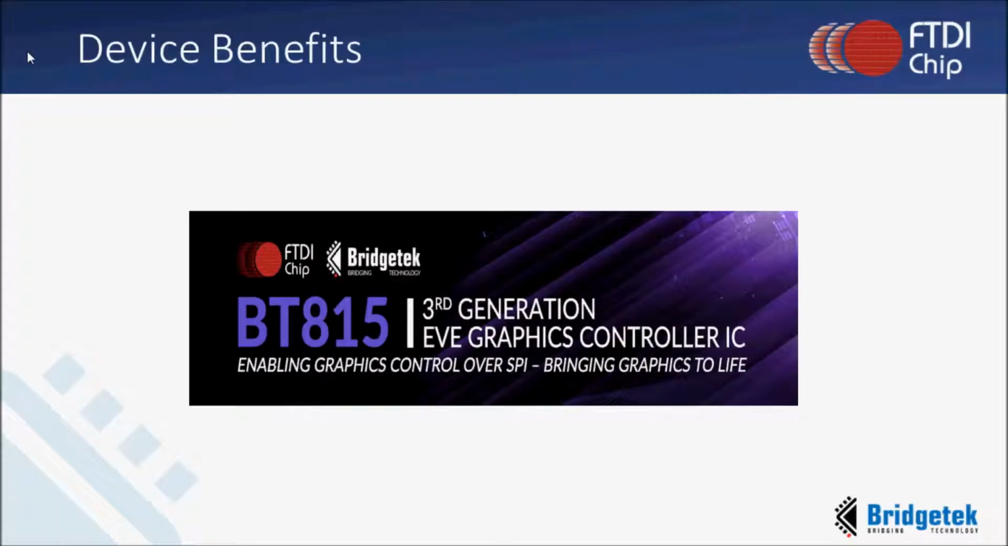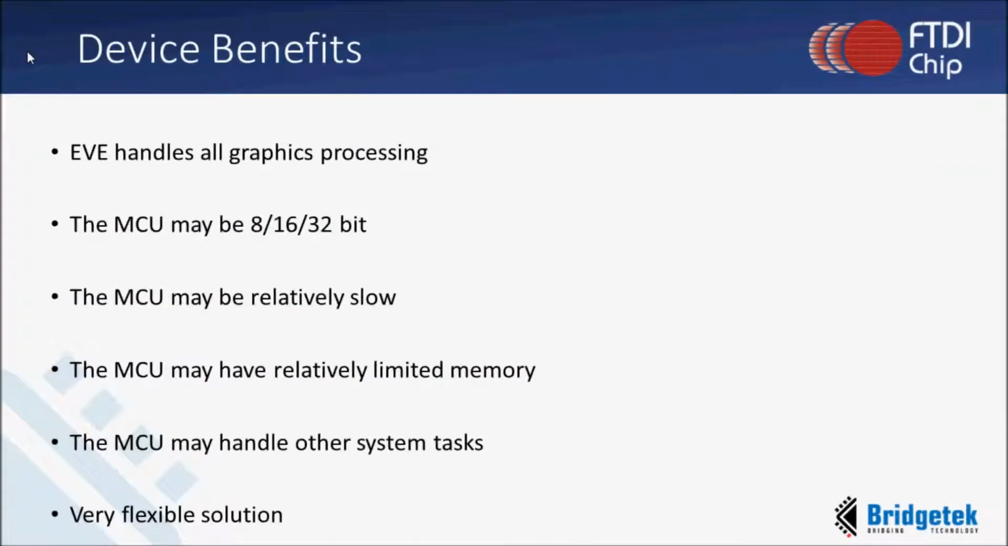So what are the device benefits when using an Eve IC? Well, Eve handles all of the graphics processing. This means you can use an 8, 16 or 32-bit MCU, which means the MCU may be relatively slow as it doesn't need to handle any graphics processing. The MCU may have limited memory and it may handle other system tasks. This makes Eve a very flexible solution.